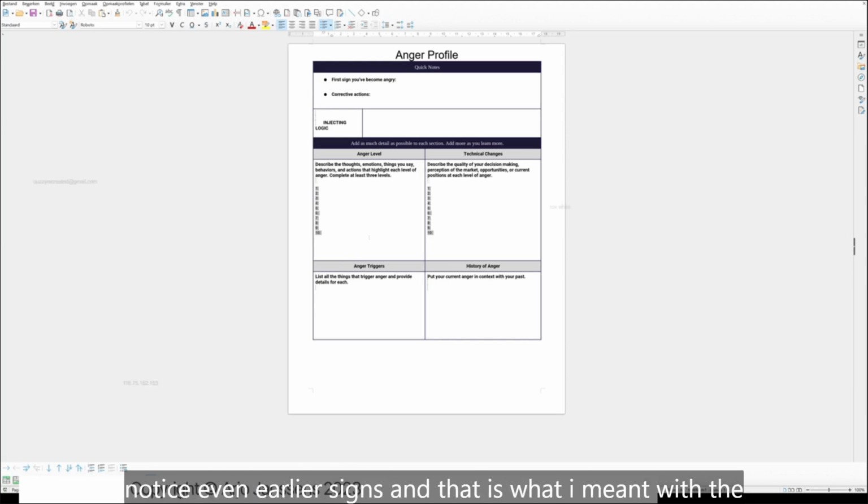And that is what I meant with the cycle. Because the cycle is not, I'm cursing right now, so I must be angry. No, something beforehand already happened potentially.